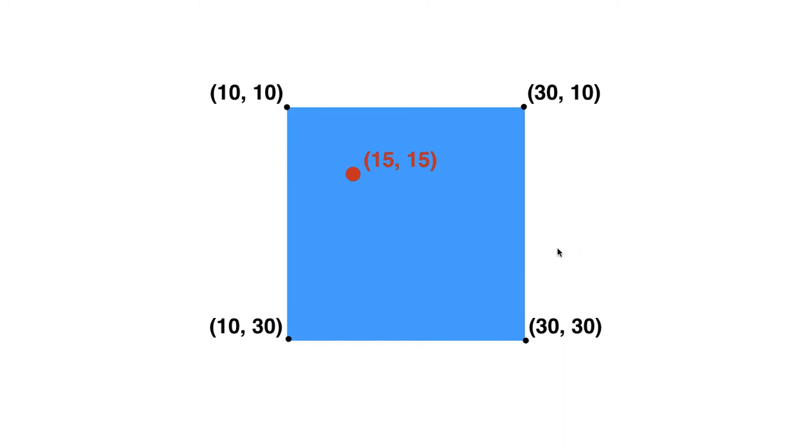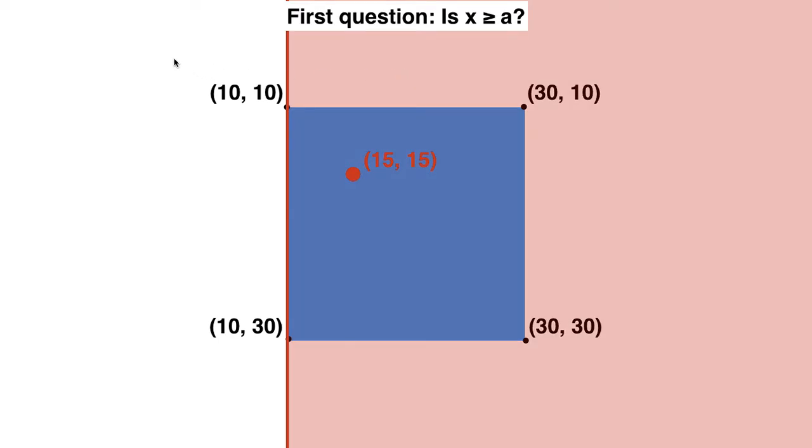And again, we define those variables as: leftmost extent is A, rightmost extent is B, topmost extent is C, and the bottommost extent is D. So in order to accomplish this, we actually have to ask 4 different questions. One of the first questions we're going to have to ask is: is the value of our variable x greater than or equal to A?